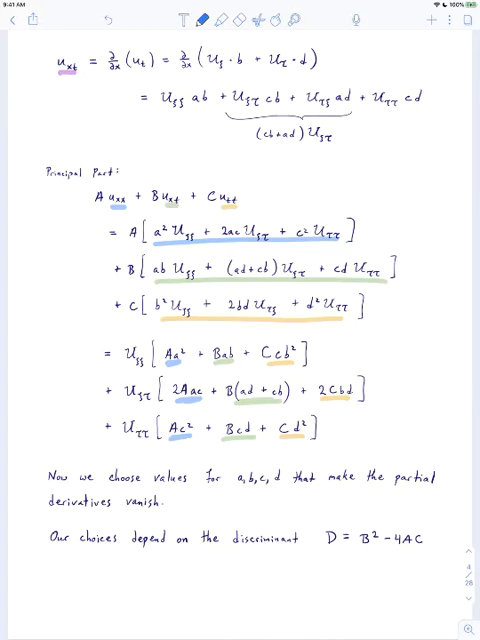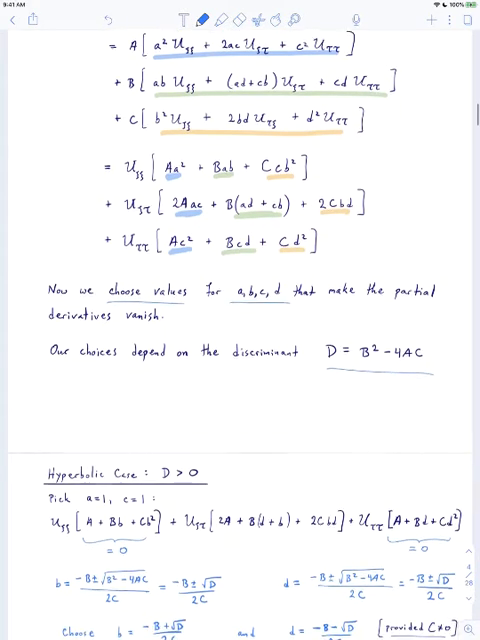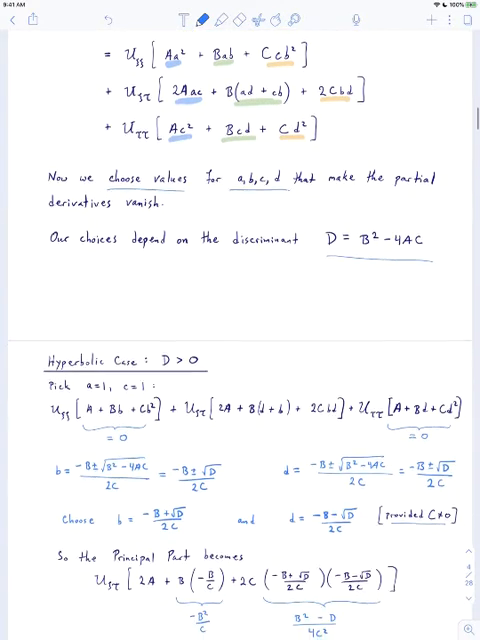So what we're going to do is choose values for a, b, c, and d that make some of these partial derivatives disappear. Our choices will depend on the discriminant, in particular whether it's positive, negative, or 0. The actual value is not the key point, but whether it's positive or negative or 0. So let's look at each case separately. I'm going to leave this transformed principal part up here so that we can look at it for the time being.